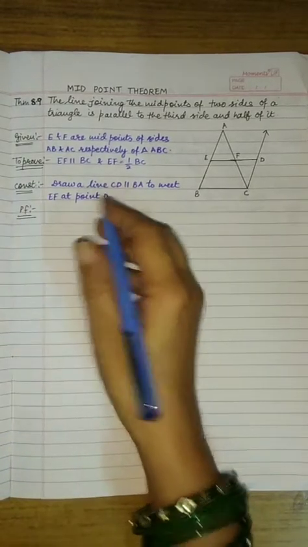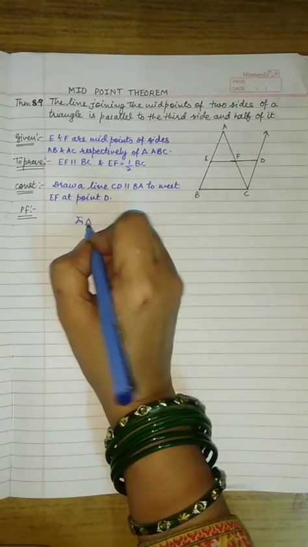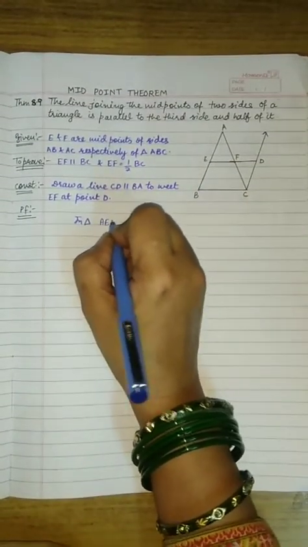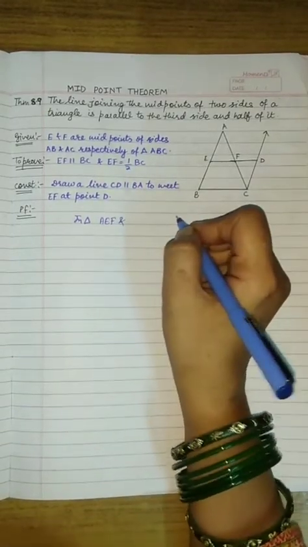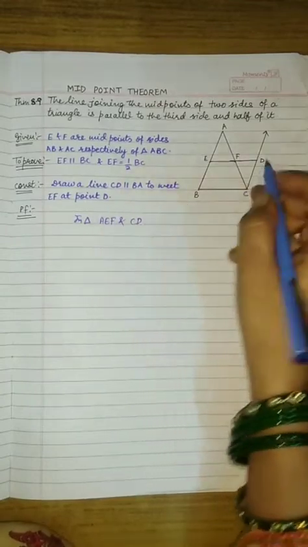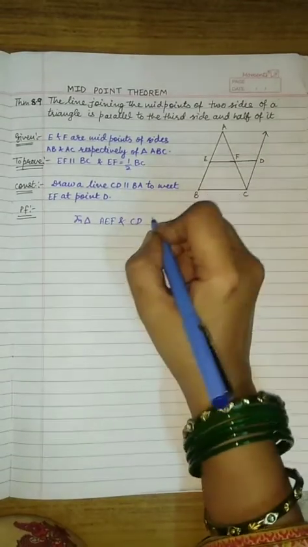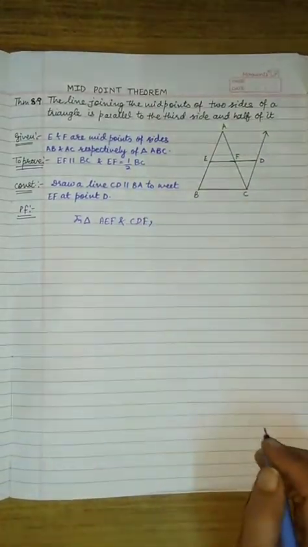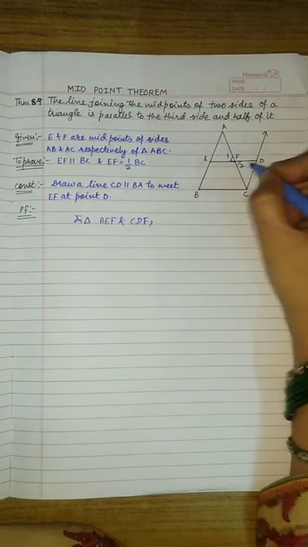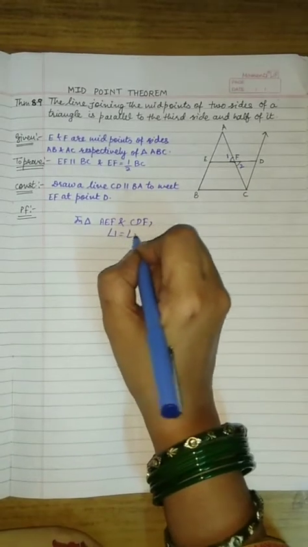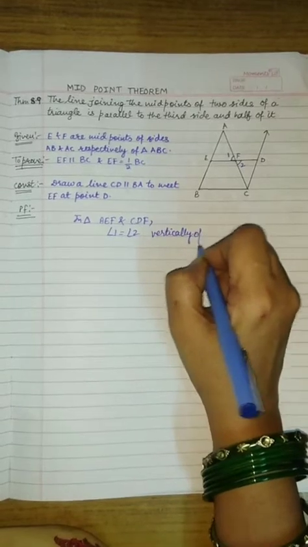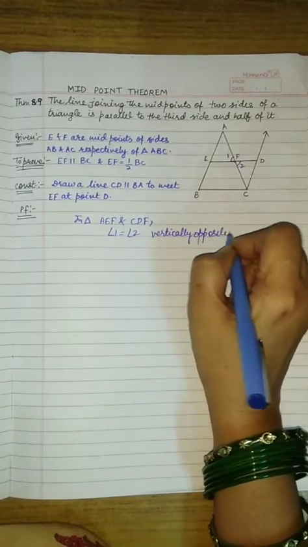We will take two triangles. In triangle AEF and second triangle we will take CDF. Now in these two triangles you can see angle 1 is equal to angle 2, vertically opposite angles.